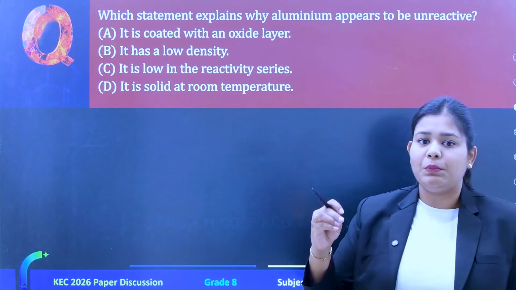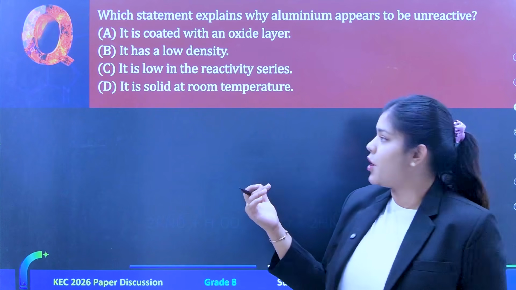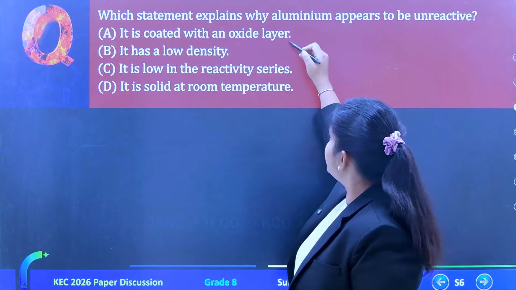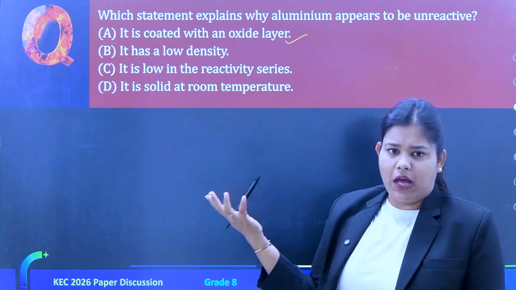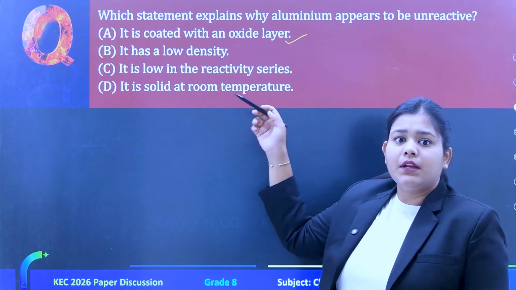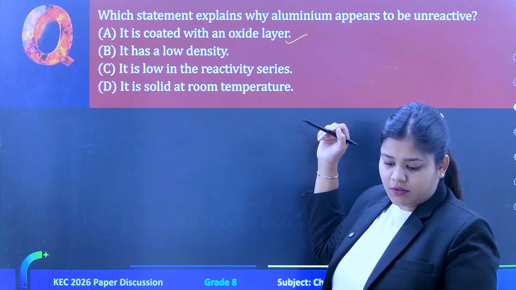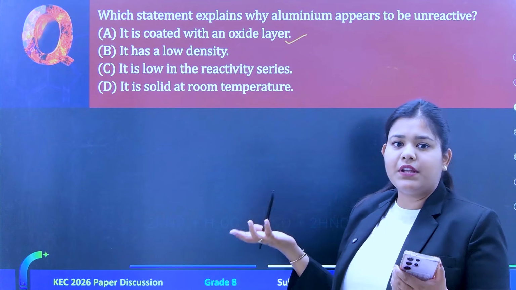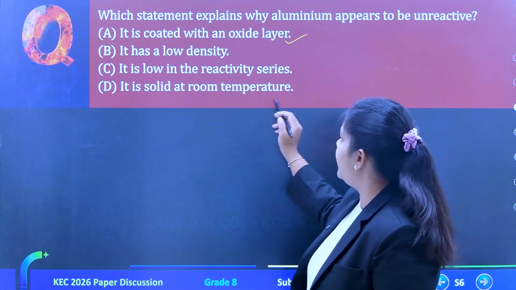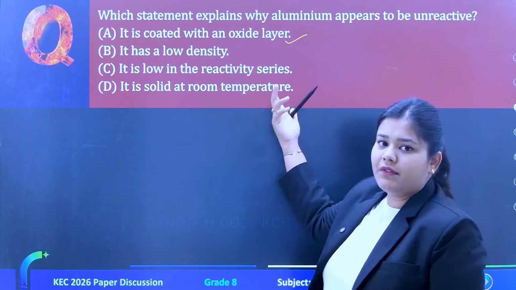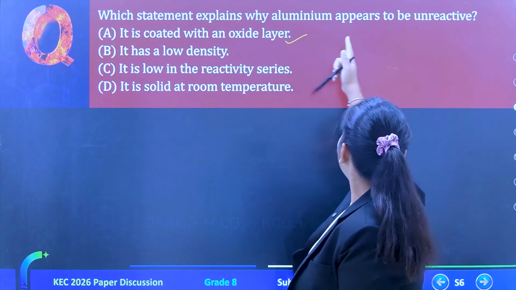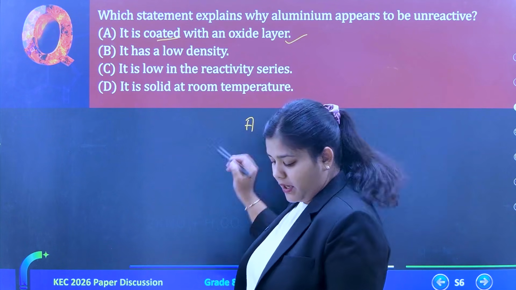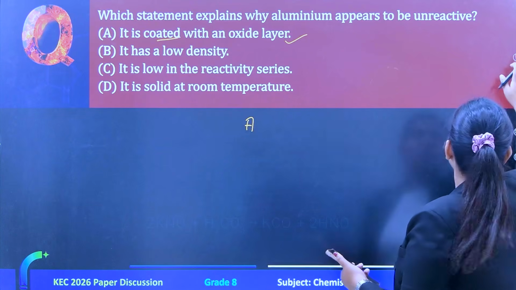So a new product is formed, aluminium oxide. That's why you will not see the normal reactions. It is coated with an oxide layer, right? So option A is the correct answer. Low density doesn't affect the reactivity. It is low in the reactivity series, nothing like that. Reactivity is not affected by that. It is solid at room temperature, it is always solid. Aluminium is most of the time solid only, but why does it appear unreactive? Because it is coated with the oxide layer. So option A is the correct answer for this question.